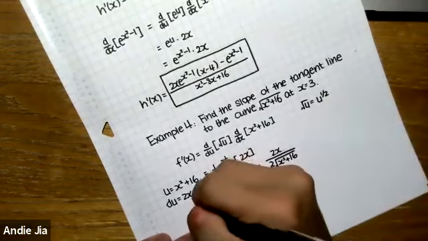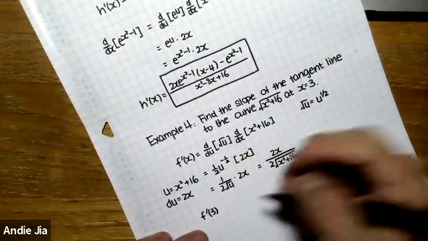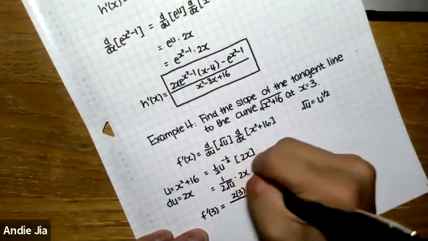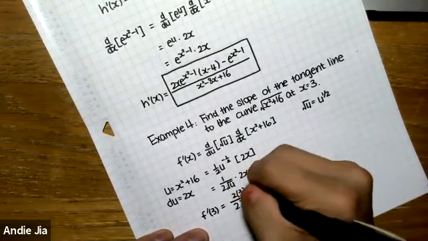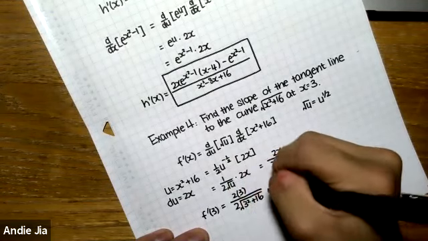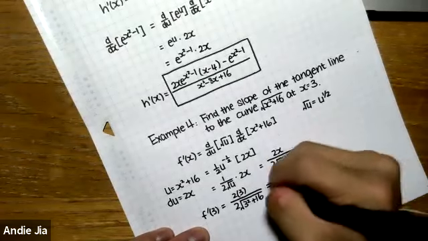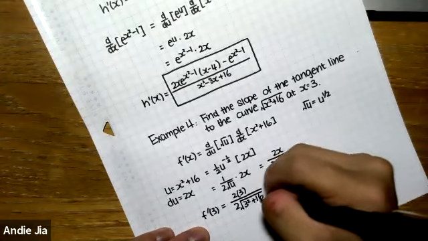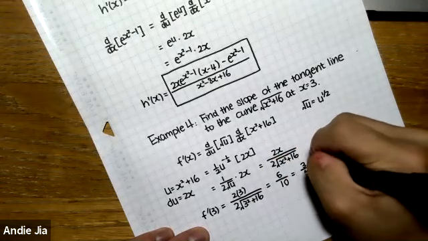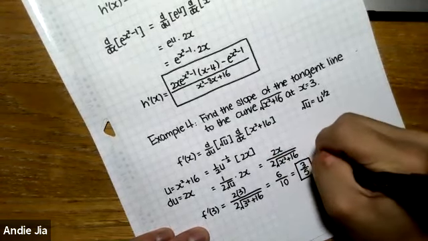And what we need is f prime at x equals 3. So that equals 2 times 3 over 2 times the square root of 3² plus 16. We get 6 over 2 times the square root of 25, which is 5, so 6 over 10. It is 3 over 5, our final answer.